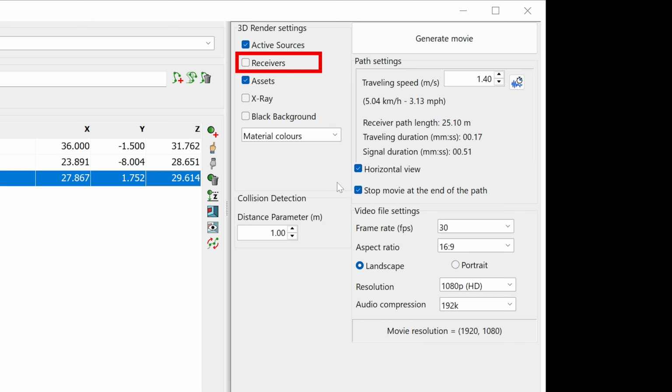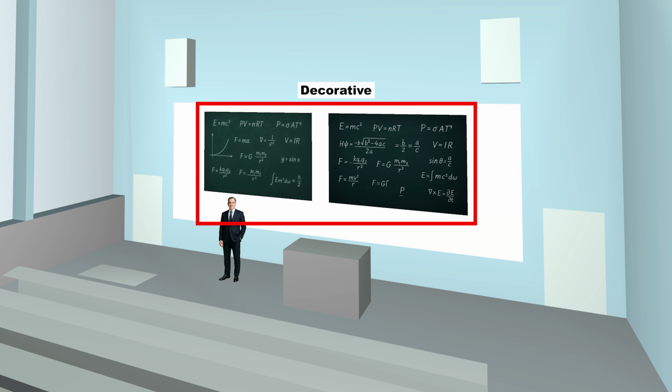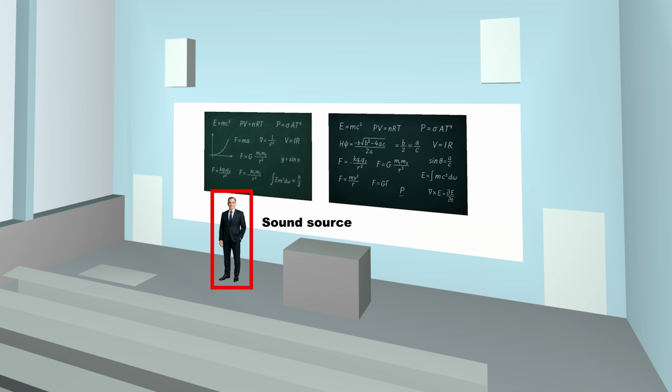You can also toggle receivers. Assets are 2D and 3D objects you can place in the room for visual purposes. They can be placed anywhere in the model or assigned to sources and receivers.